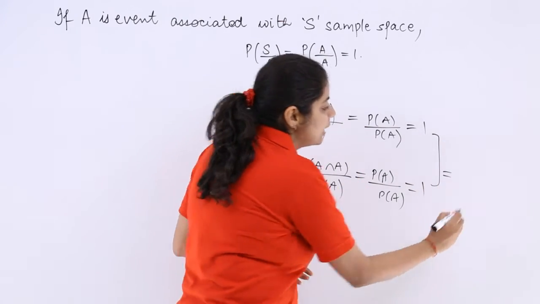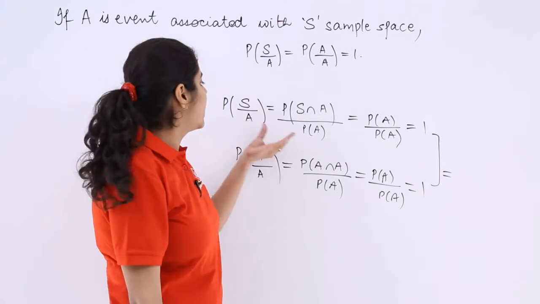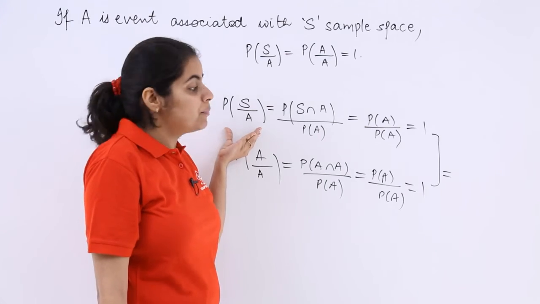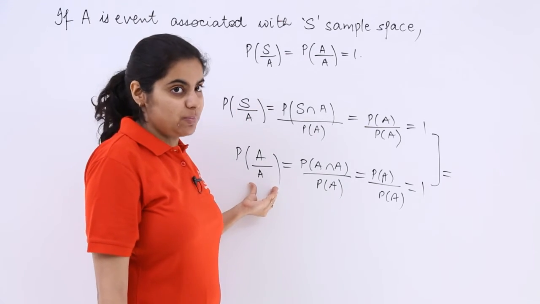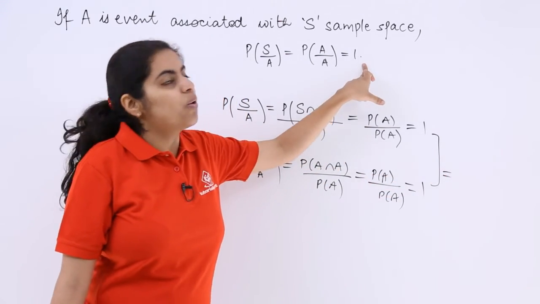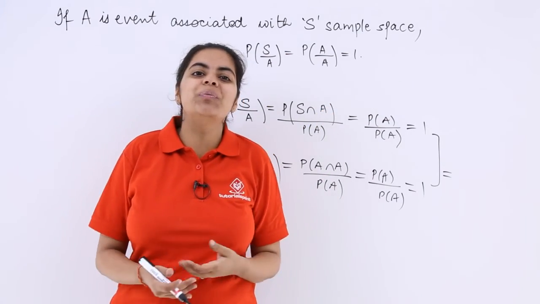So these both are coming out to be equal, hence we say that P of S with respect to A is equal to P of A with respect to A is equal to 1. So this is how we prove this.